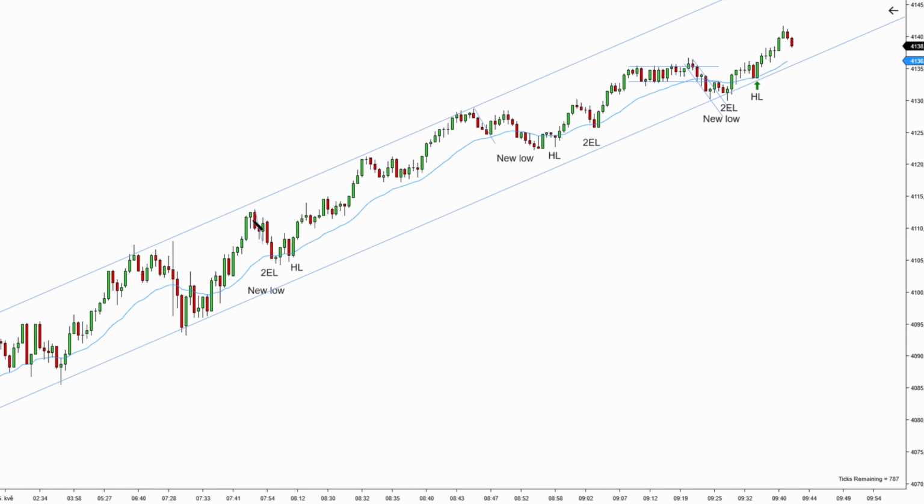I'm looking for the two-legged correction to the key entry point. We have a first two-legged pullback here, a second two-legged pullback here, and then somewhat of a two-legged pullback here. You can see second entry long, and then we're waiting for high-low confirmation setups of the second entry longs or failed second entry shorts. But this is quite a strong uptrend, a lot of small bars.